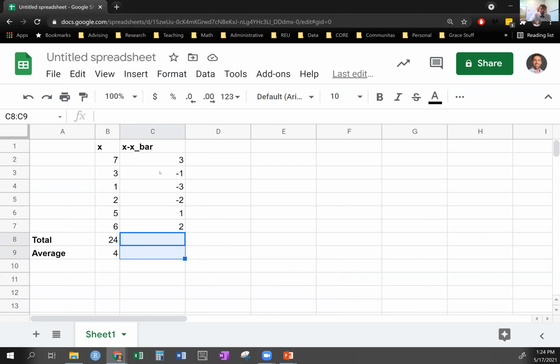So that means the average is 4. So 7 is 3 more than the average. 3 is 1 less than the average. 1 is 3 less than the average. 2 is 2 less than the average. 5 is 1 more than the average, so on and so forth.